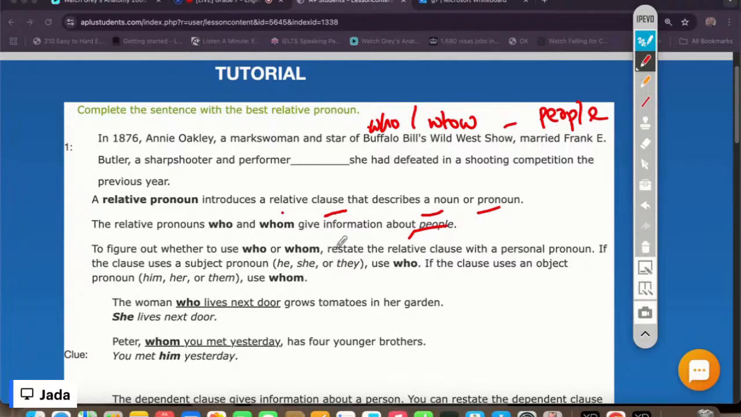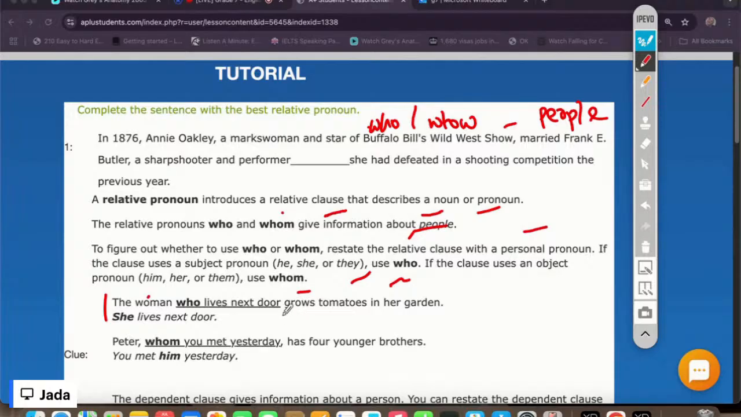To figure out whether to use who or whom, you have to restate the relative clause with a personal pronoun. If the clause uses a subject pronoun, he, she, or they, then you use who. And if the clause uses an object pronoun, him, her, or them, then you use whom. Just take note that the relative pronouns who and whom give information about people, and they introduce a relative clause that describes a noun or pronoun.